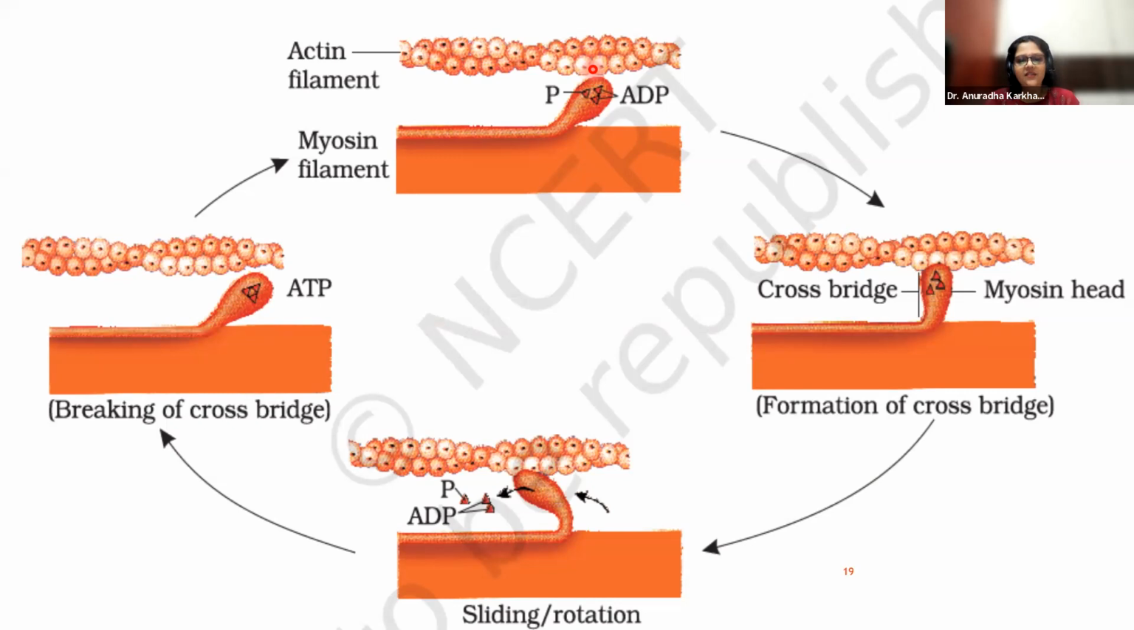Look at this. We will start from here. This is the actin filament. This is the binding site. Now this actin filament has got exposed. Now ATP is broken down into ADP and IP, so energy is liberated.